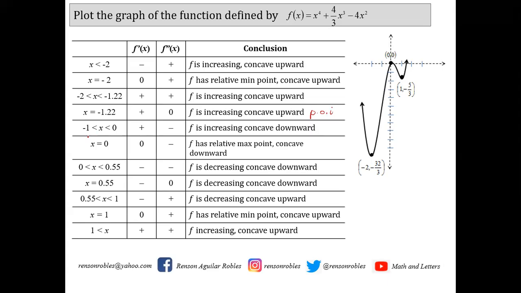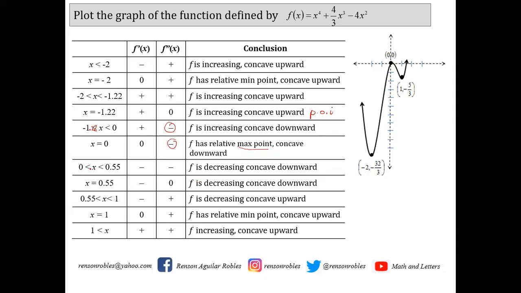And whenever on the interval negative 1.22 less than x less than 0, f prime of x is positive and f double prime is negative, then f is increasing and the function is concave downward since f double prime of x is negative. Whenever x equals 0, f prime of x equals 0 and f double prime of x is negative, so f has a relative maximum point and it's concave downward. Again, it's a relative maximum point since this is negative and it's concave downward.